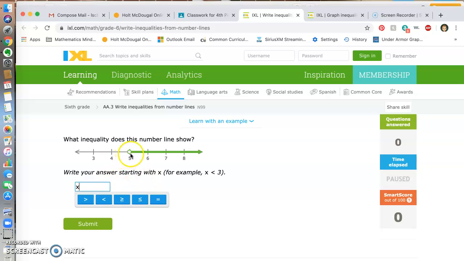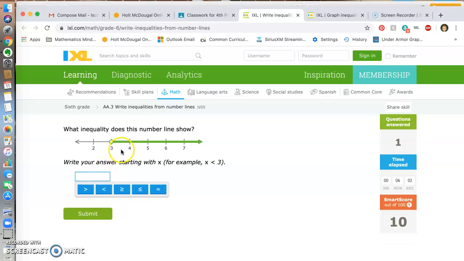Okay, so we're at 5. Got an open circle. That means it's going to be one of these two, the strict symbols. Okay, 5 and bigger. So I need greater than, and that would be this one. So X is greater than, this part's the easy part, 5. So X is greater than 5. Your answer can be anywhere over here. It cannot be 5 though in this case.